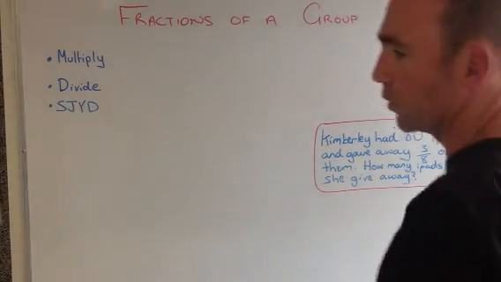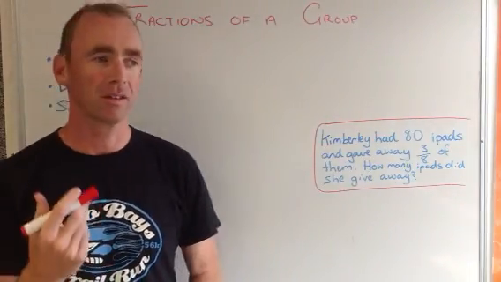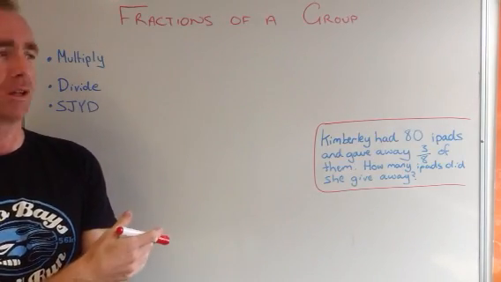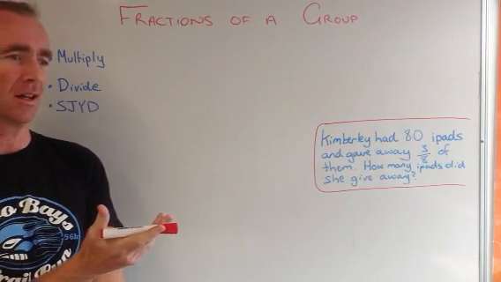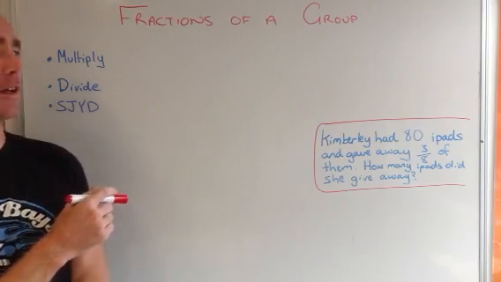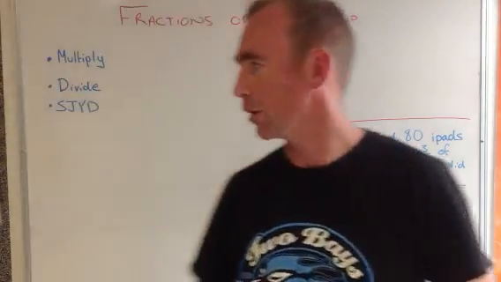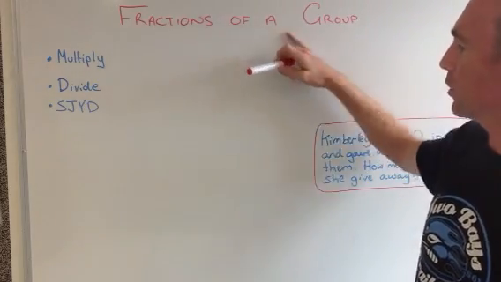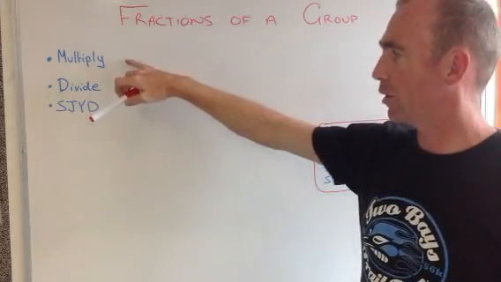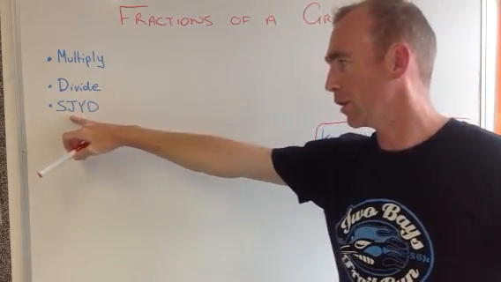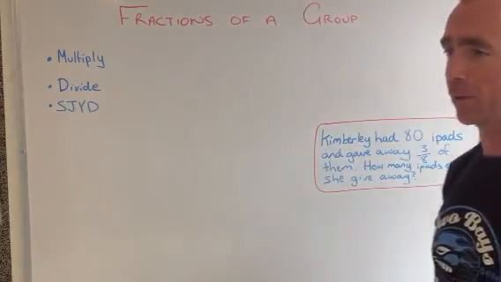Okay, so today we're talking about finding the fraction of a group. So that's half of a class, or 2/3 of a football team, or 5/6 of the number of cars in a car park. It's pretty easy. Everything in maths is pretty easy. You just got to follow a couple of steps. Fractions of a group, 2 steps. You got to multiply, then you got to divide, and then you end up with sweet justice. I'll talk about that in a minute.